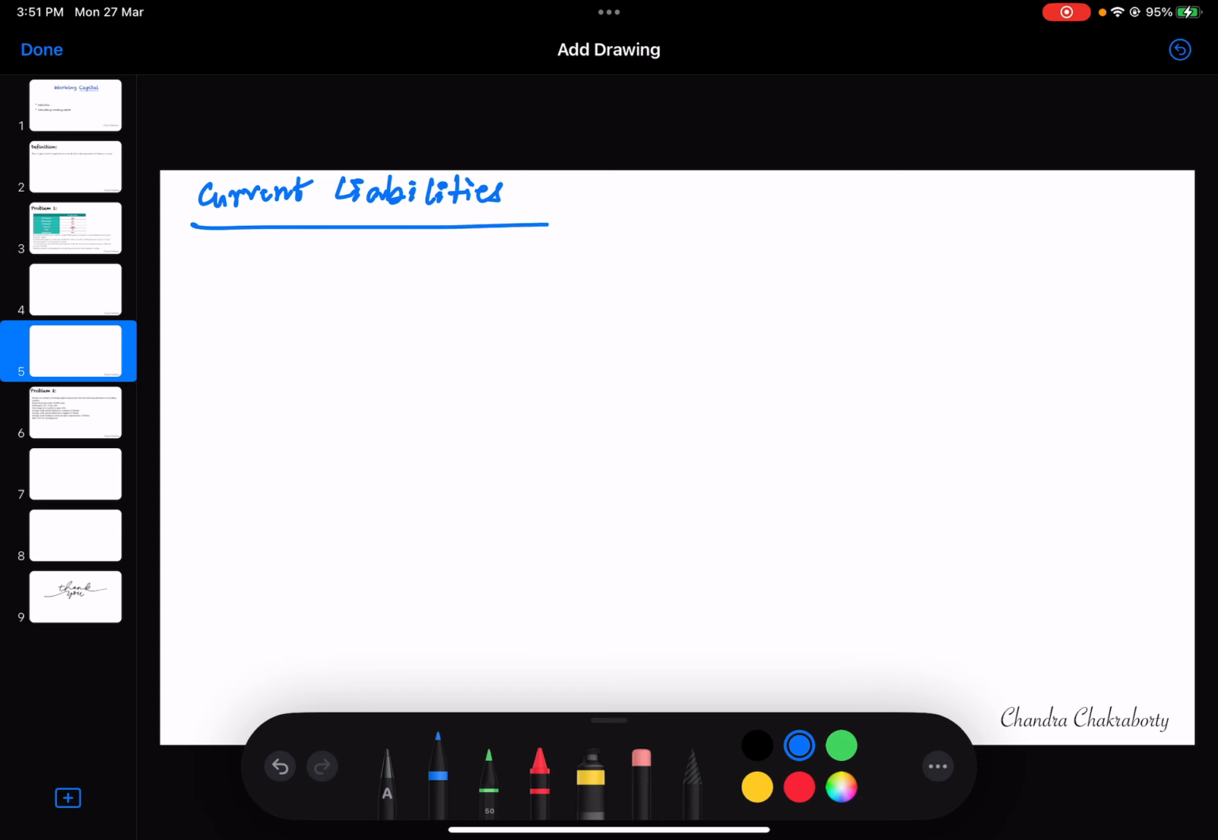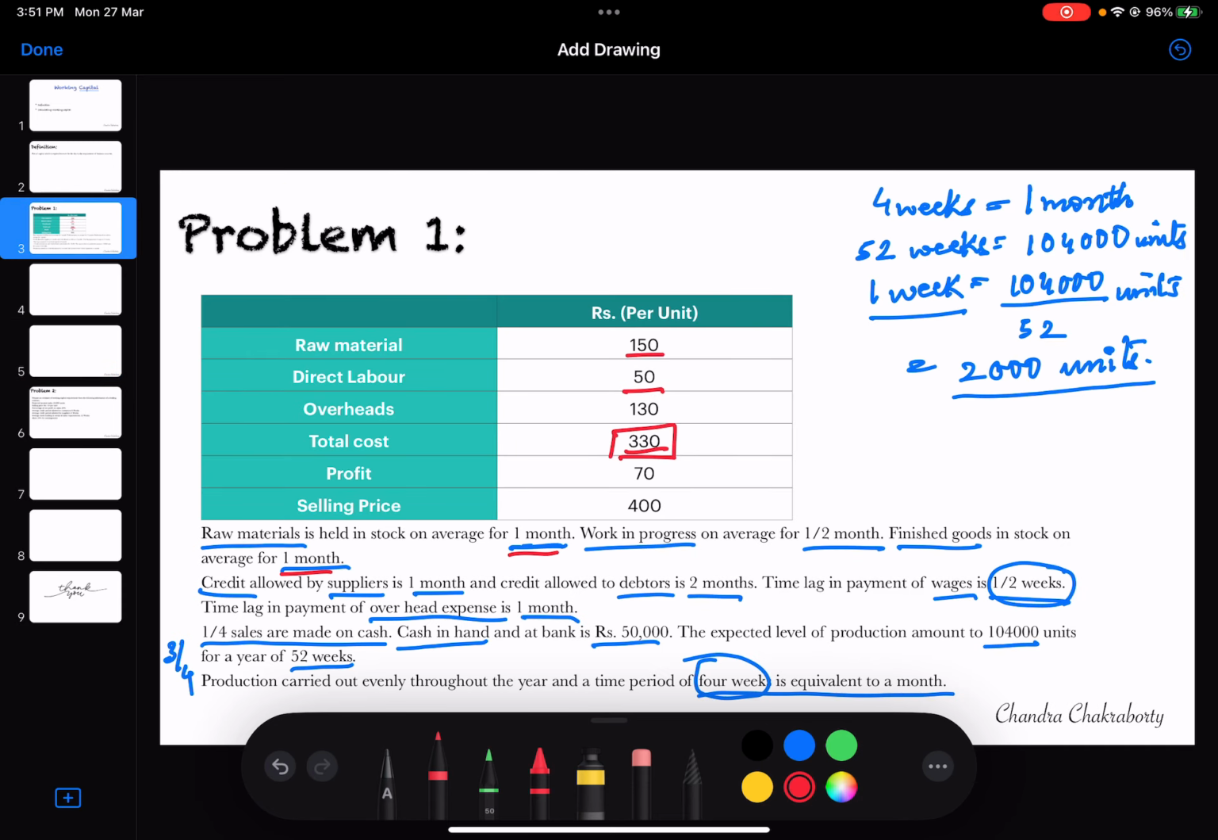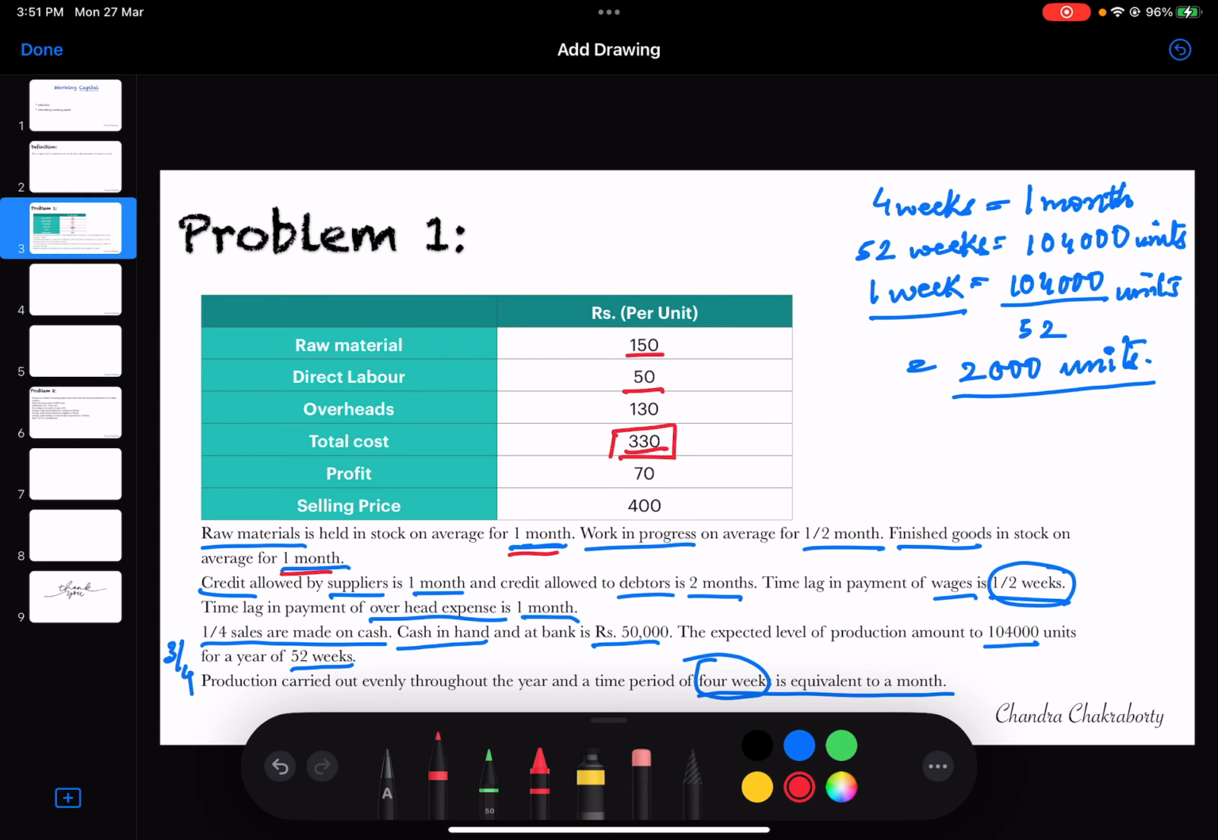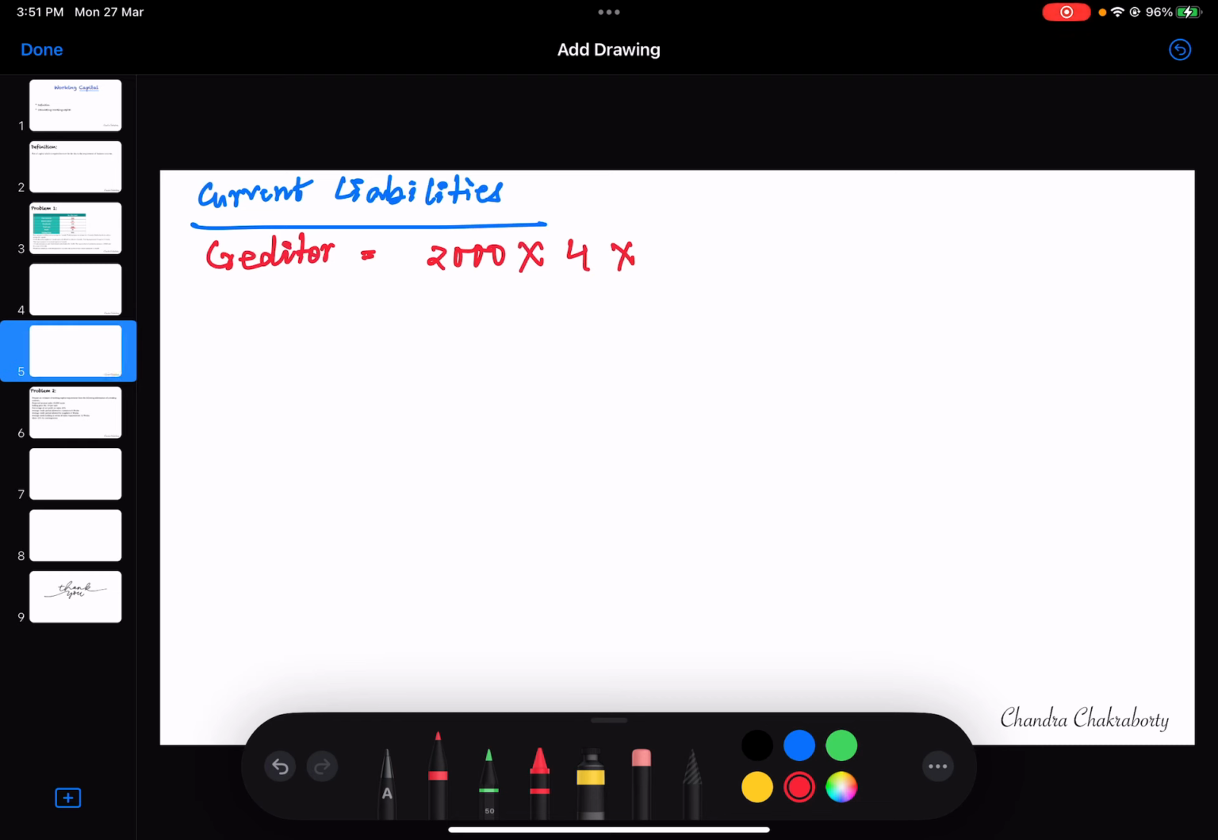All right. So for current liabilities, we will first calculate the creditor. This will be 2,000, and it's for 1 month. So this will be 4 weeks, and the price is 150. Okay, the raw material. So again, this will give you 12 lakhs, right?